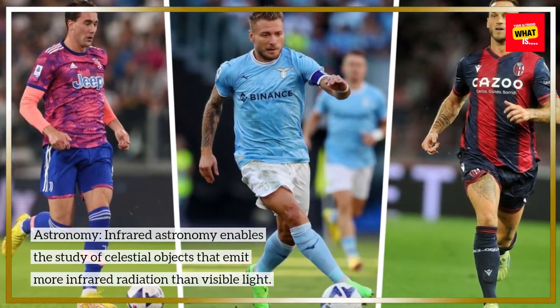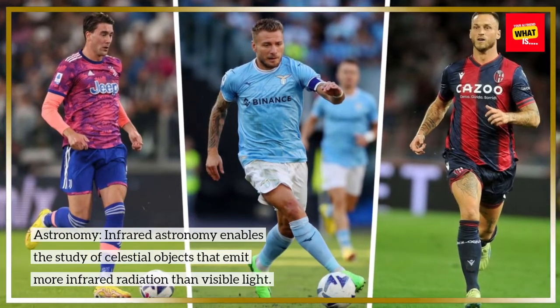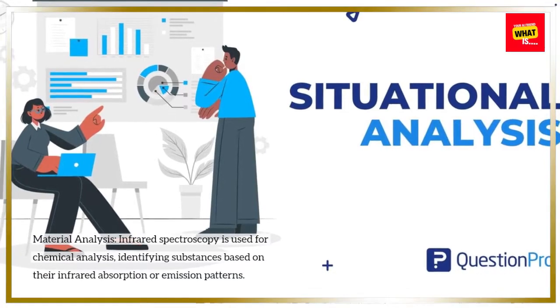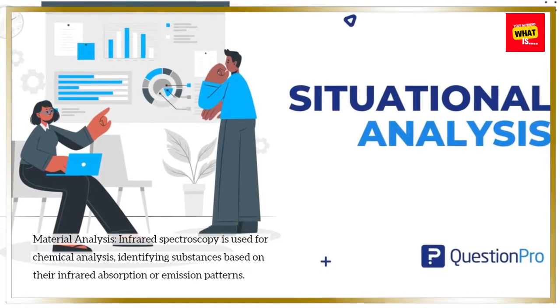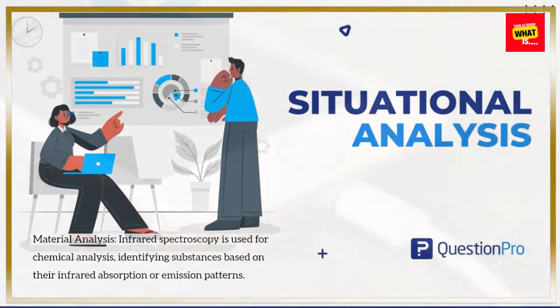Astronomy. Infrared astronomy enables the study of celestial objects that emit more infrared radiation than visible light. Material analysis. Infrared spectroscopy is used for chemical analysis, identifying substances based on their infrared absorption or emission patterns.